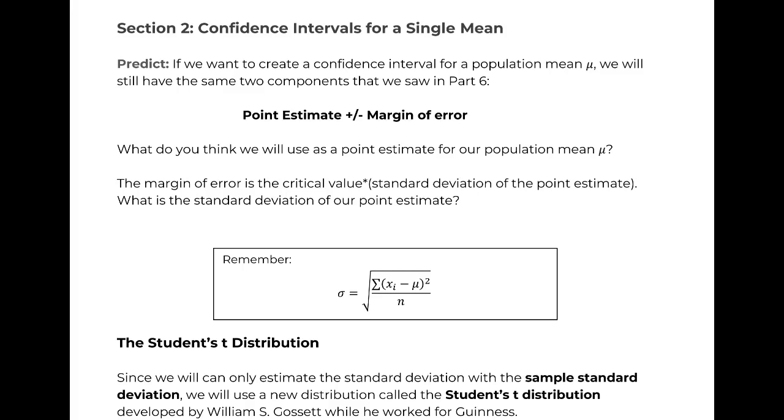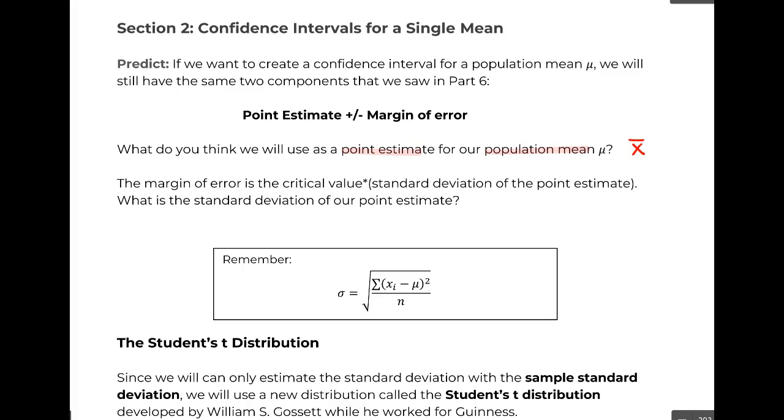So if we wanted a point estimate for our population mean, what do you guys think we would use? Hopefully you're screaming at your computer, the sample mean. Just like the point estimate for the population proportion was the sample proportion. So if I wanted to estimate what the average GPA of a Mesa student was, I'd go out and take a sample and figure out the average of that sample. The margin of error is still a critical value times the standard deviation of our point estimate, or times our standard error.